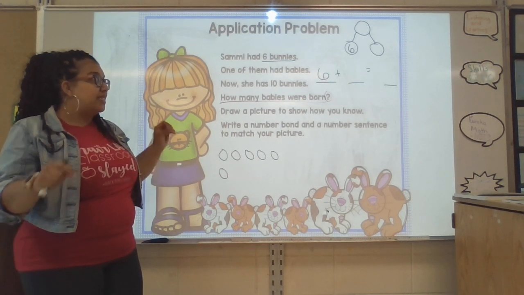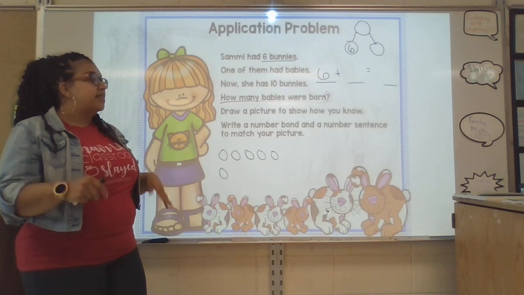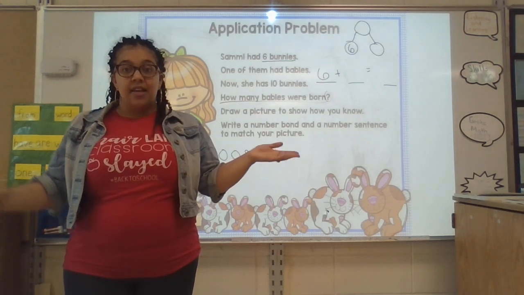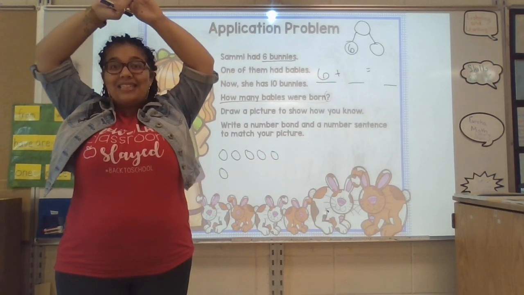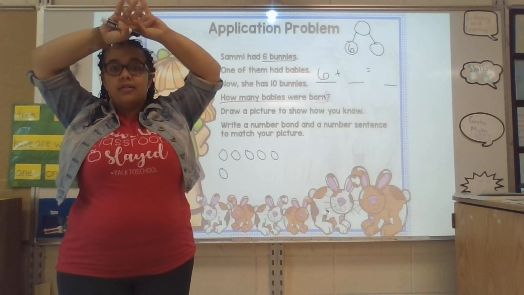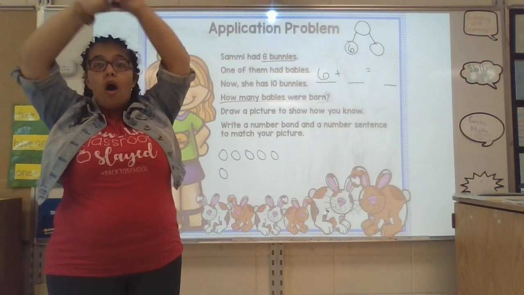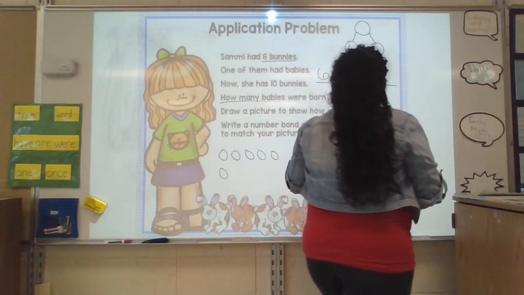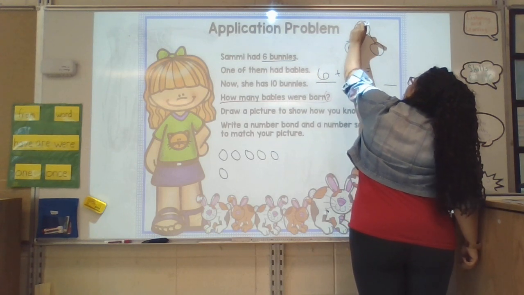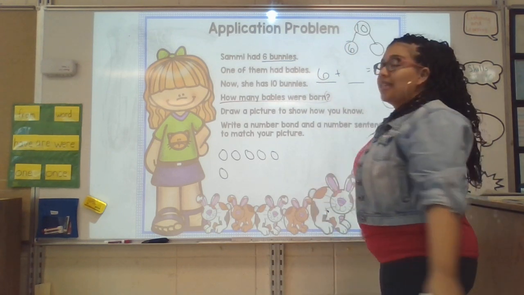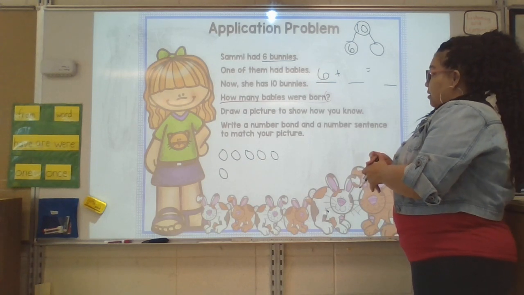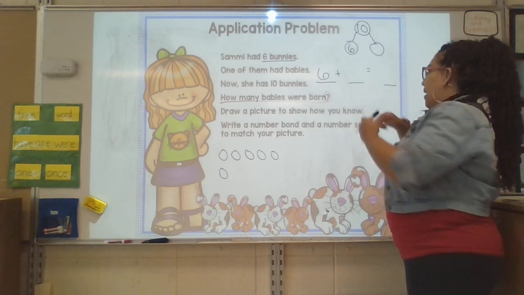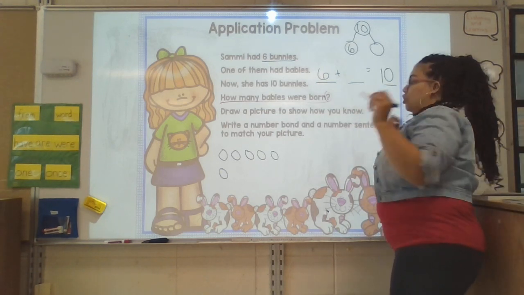So let's keep counting. Keep reading. Now she has 10 bunnies. So Sammy now has 10 bunnies. If we say she now has 10, then we know that she had 6. There were some babies, and now there are 10, which means 10 is our whole, our total. All the bunnies, mommies, daddies, babies together that Sammy has. So let's place our whole in our number bond of 10. We can also place 10 as our whole in our number sentence. So the 6 bunnies plus some baby bunnies equals or is the same as 10 bunnies total.